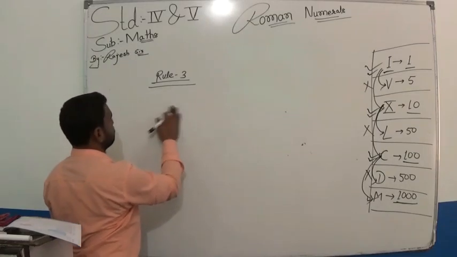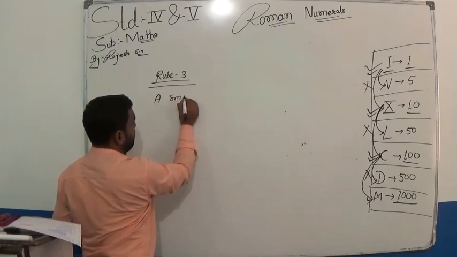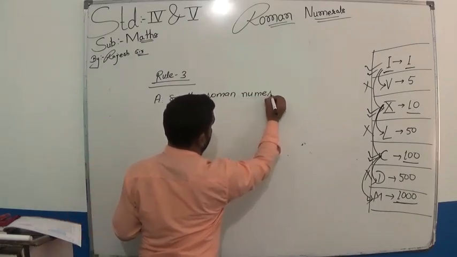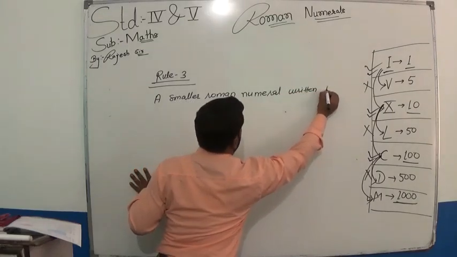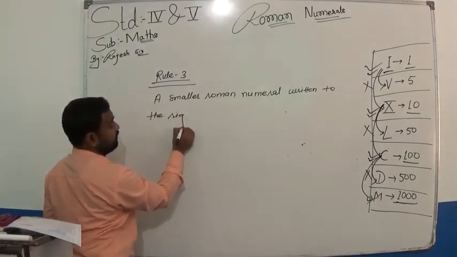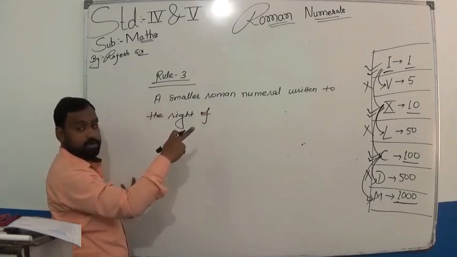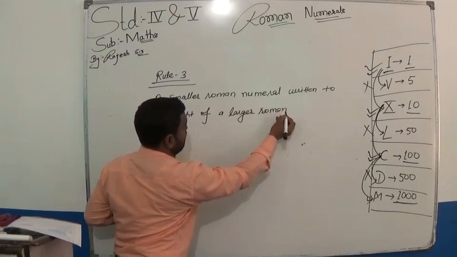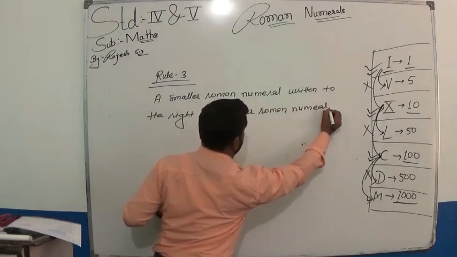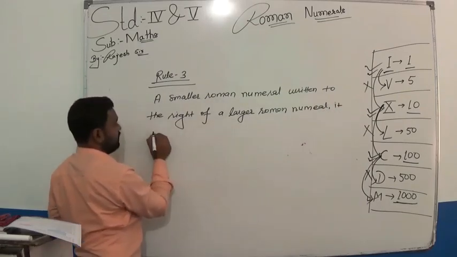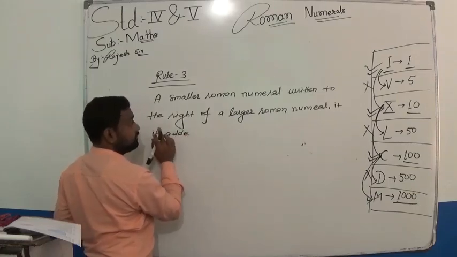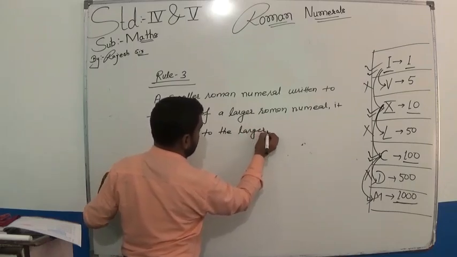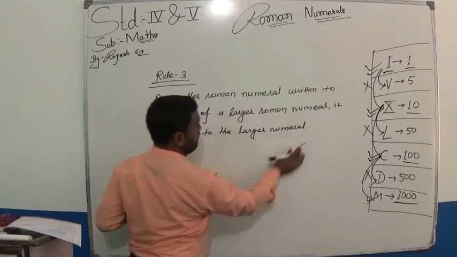Rule three: a smaller Roman numeral written to the right of a larger Roman numeral is added to the larger numeral. Very simple.